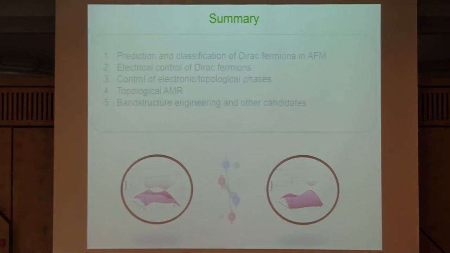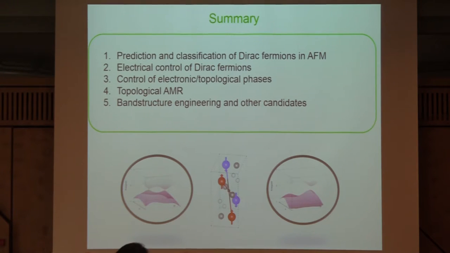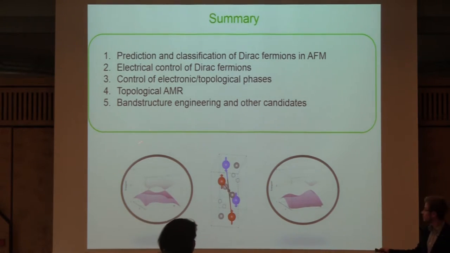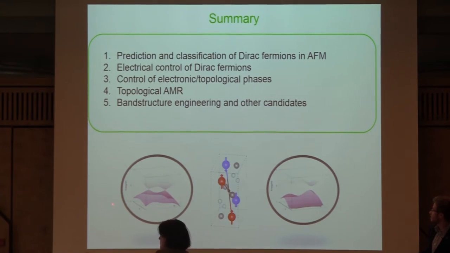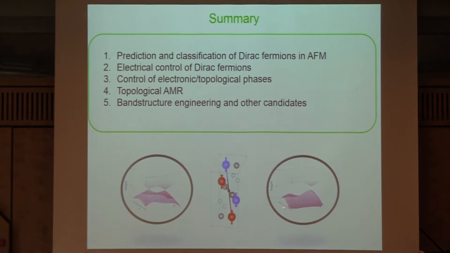So by this, I will conclude that interestingly, it's possible to do the electrical control of Dirac fermions by Néel spin orbit torques. You can switch between topological Dirac semi-metal and semiconductor, but you need to have these specific exciting symmetries.